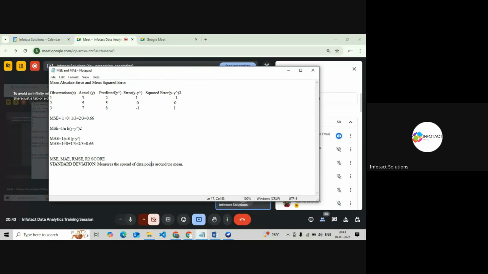So 1 upon n, where n is the total number of observations, 3. Y minus y dash gives 1 plus 0 plus minus 1, minus 1. The magnitude will be what? Who can tell me? It will be 1. Magnitude means 1, so 1 plus 1 upon the total number of observations, that is 3, right?